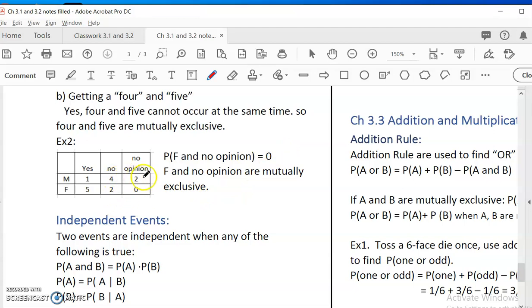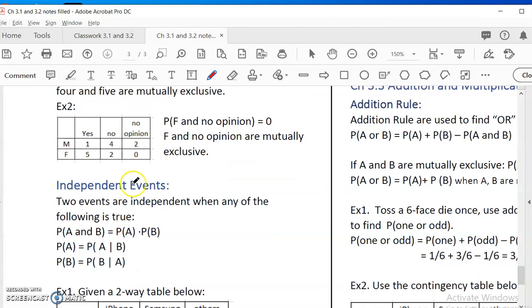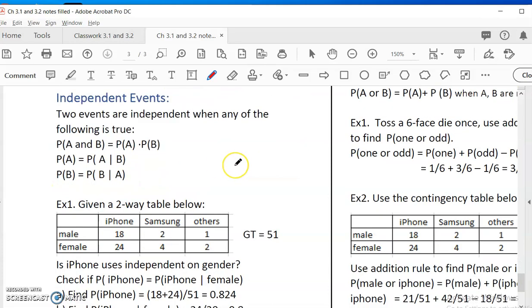So in a two-way table, having a 0 frequency count cell means that the row and column categories are mutually exclusive. Okay, so mutually exclusive is useful later on in a formula for A or B. So we need to understand what it is.